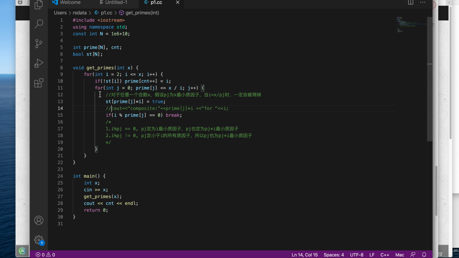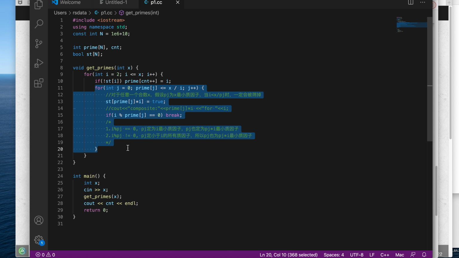So this inner loop achieves that by looping through all the prime numbers found so far and taking out their multiples times i, and setting them to be composite numbers and flagged.